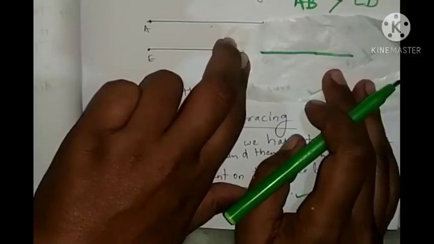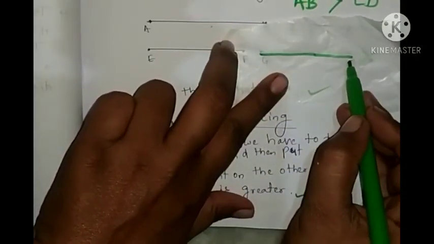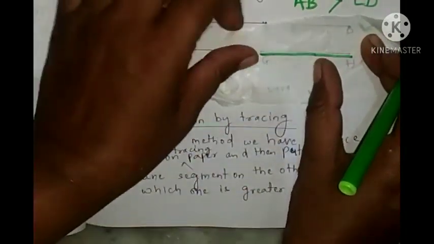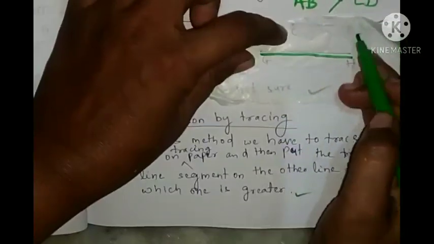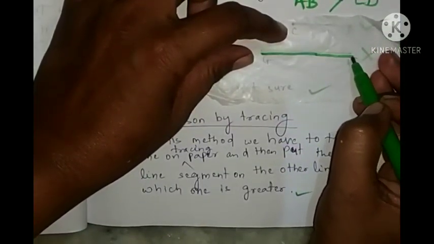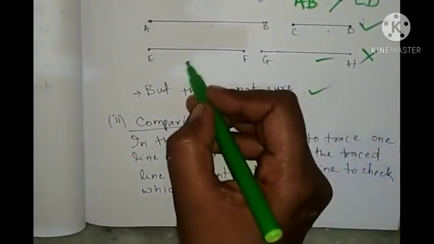Look, and look, it is a little bit more than this line. Look at here. If you press this, you can easily find that this line is slightly more than this line. So this line is bigger than this line by the slide.